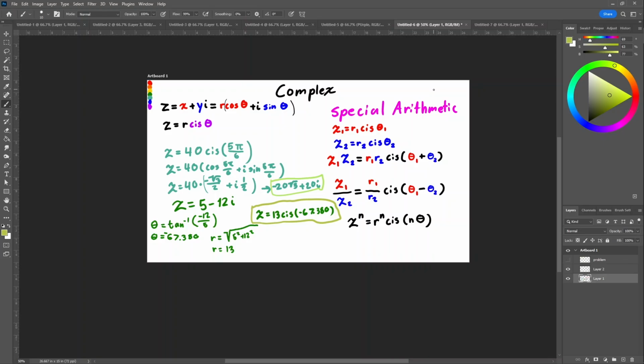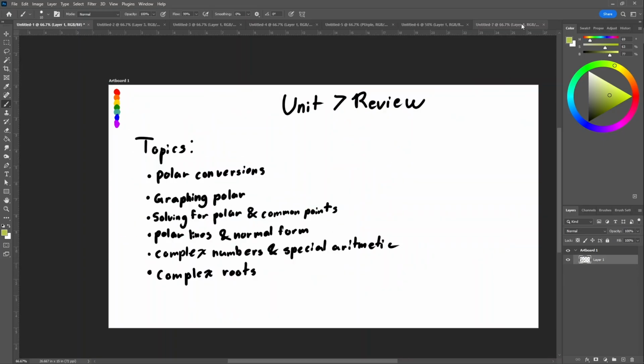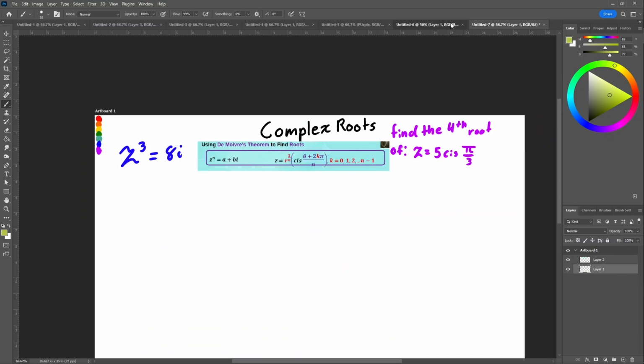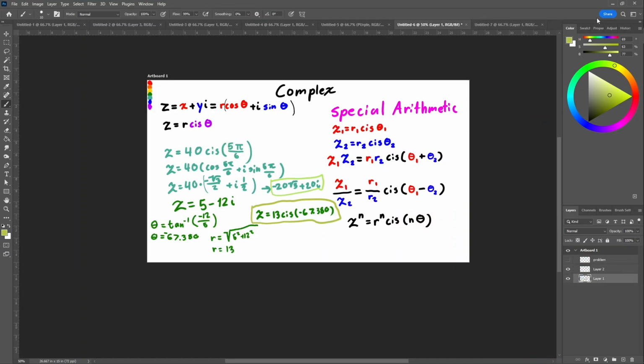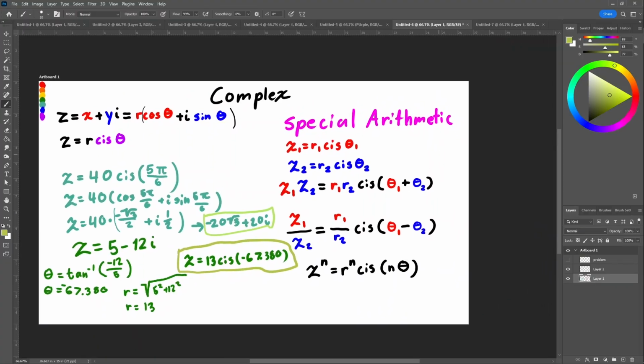Now, the next thing about the complex unit, as I was saying before on slide 1, is special arithmetic you can do with these complex coordinates. And that goes into our next topic a little bit too. So, given that we have our first coordinate, z1 is equal to r1 cis theta 1, and our second coordinate, which is the same thing, if we were to try to find the product of these two coordinates, it would have this equation.